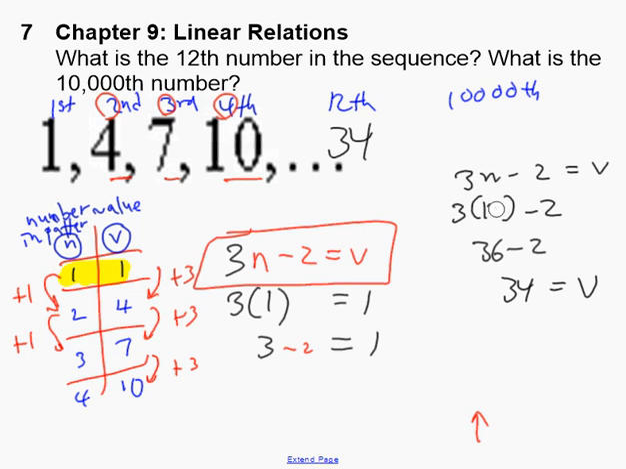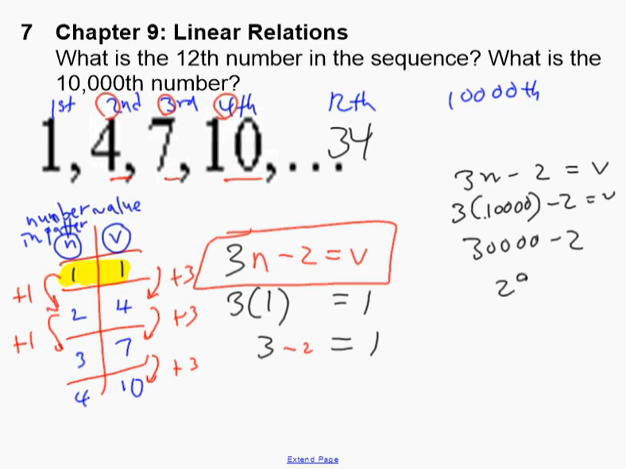And finally, if I take this and erase it, well, I'm not going to have enough room, so I'll erase the whole thing. 3 multiplied by the 10,000th number, or the 10,000th N, minus 2 will be its value, or 30,000 minus 2 will be 29,998 as its value.